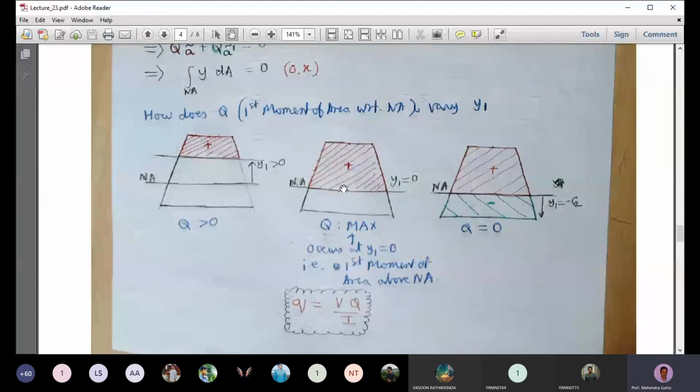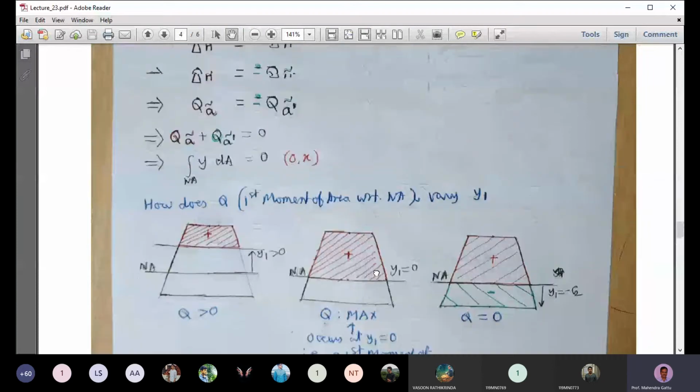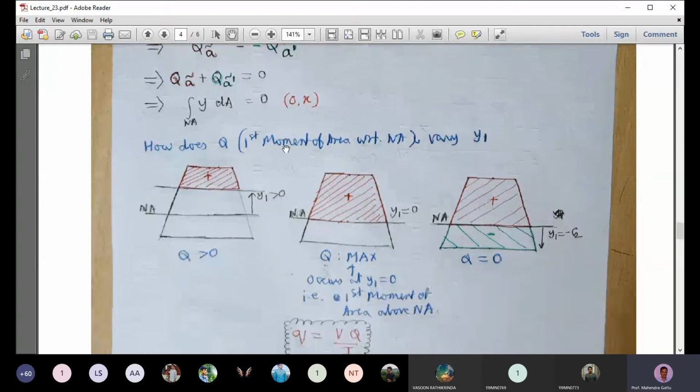Okay, so the maximum value will occur when y1 is 0. When you consider the entire area above the neutral axis, we'll get the maximum value for q. And that will be the place where we'll get the maximum shear flow. So the small q value will be maximum at that location of the neutral axis, and that will be VQ by I. Okay, so this is regarding the variation of q with respect to the location of that horizontal segment.